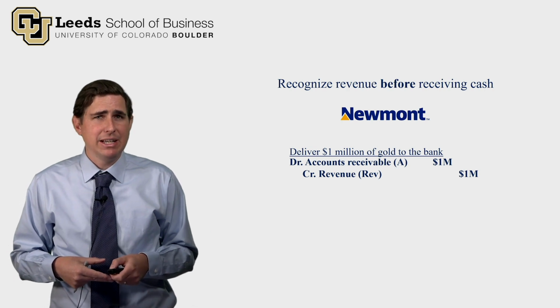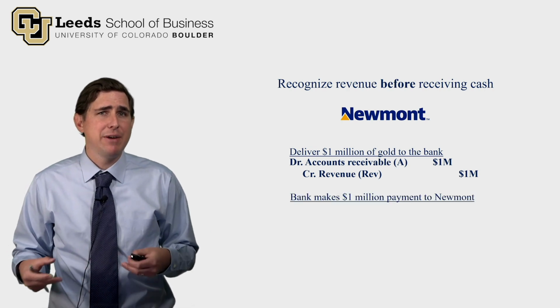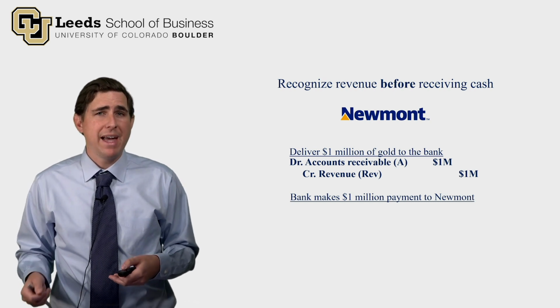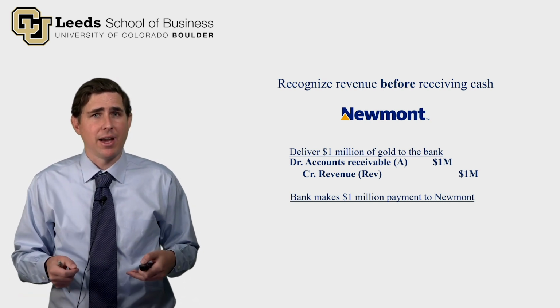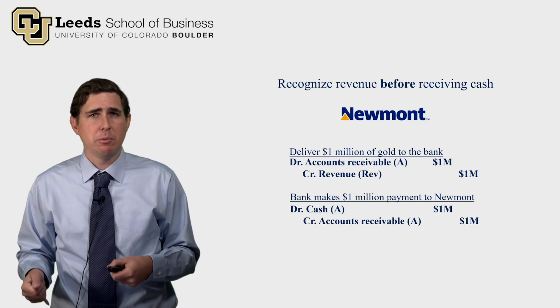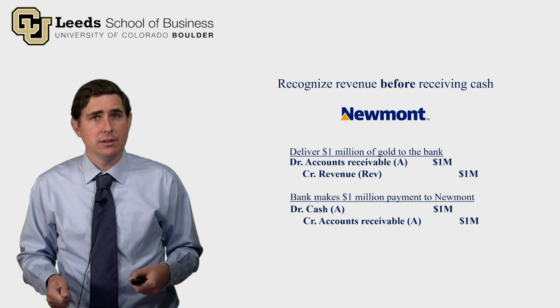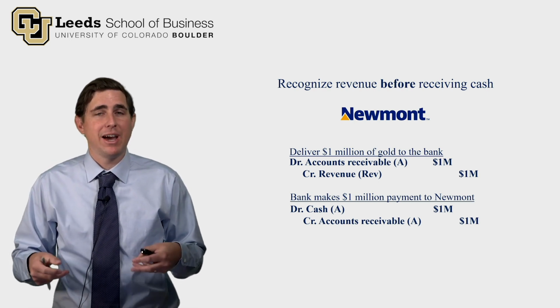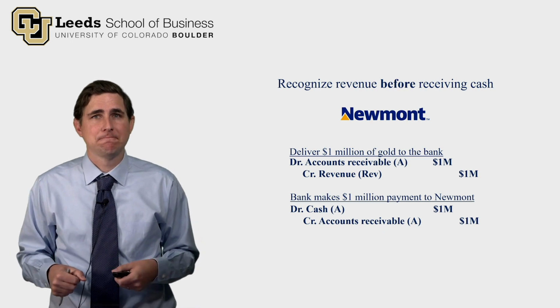The final activity in this transaction is that the bank eventually makes the $1 million payment to Newmont. When the bank eventually pays, they are satisfying their accounts receivable. And so we credit the accounts receivable account for $1 million, reducing it to zero, and we debit cash, because Newmont is finally receiving the cash from the bank.